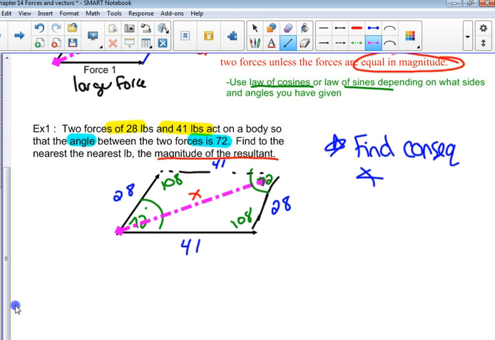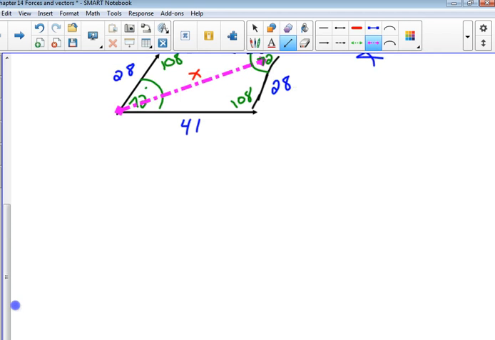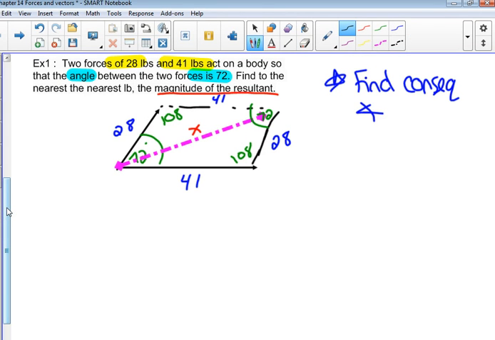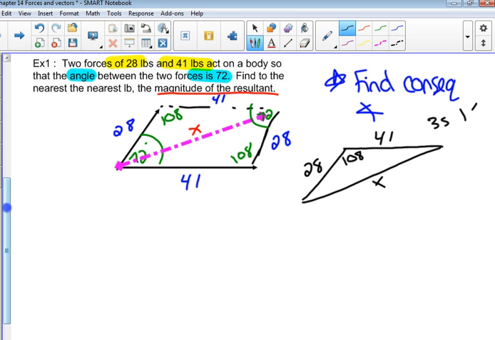Are we doing okay so far with the labels? All right. Now this is kind of confusing. It might help you to take the triangle apart and just figure out what you're looking for. If we just use the top part, we can't use the 72 because it's being chopped. But we know there's a 108 here. We have a 28, a 41, and there's your x. So what do you want? Think about how many sides and how many angles we have. Cosines. Yeah, because we have 3 sides and 1 angle. So we're going to use law of cosines to figure this out.